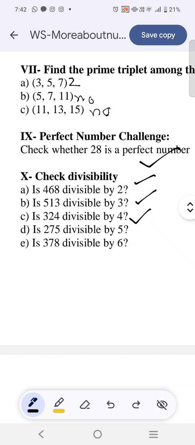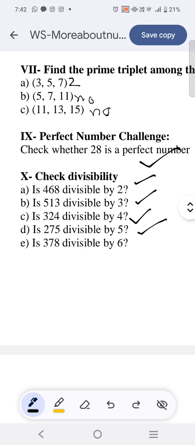Then next, is 275 divisible by 5? So the divisibility rule for 5 is that the number should end in 5 or 0. This is ending with 5. So the answer is it is divisible.